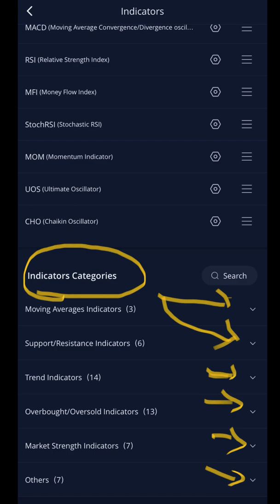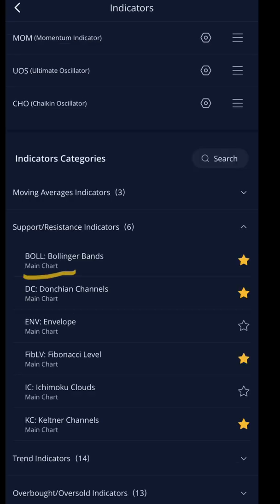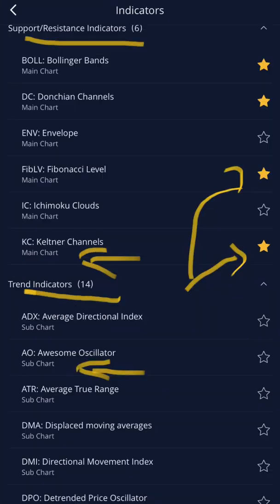And then we have some drop-down menus depending on what we're looking for. Are we looking for moving averages, support and resistance, trends, overbought, oversold, market strength, and there's some others. So we pull out moving averages and we see we got Bollinger Bands on the main chart. We got Donchian channels. We got envelopes. We got Fibonacci lines. We got clouds, other channels, things of that nature. All those indicators give us an idea of volatility and movement.